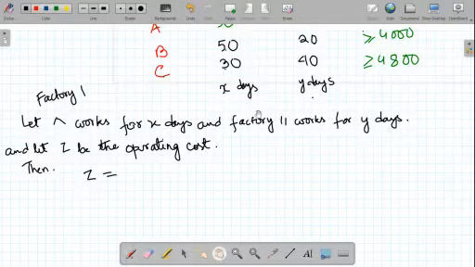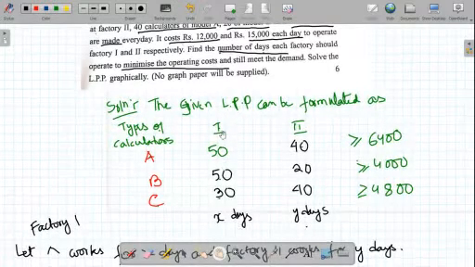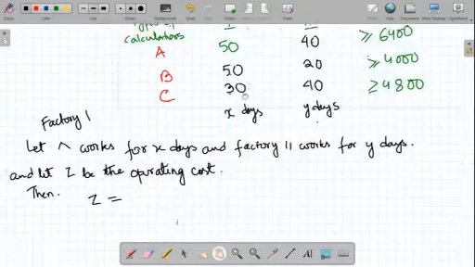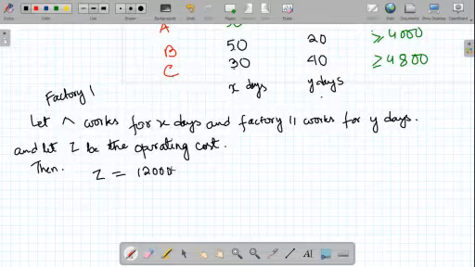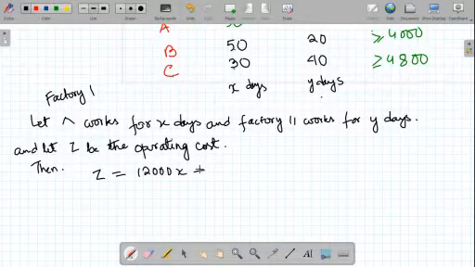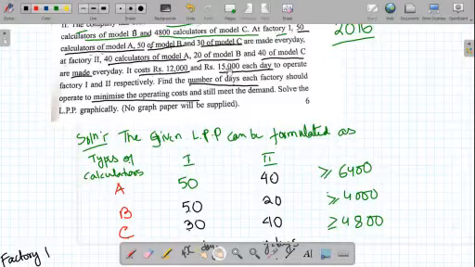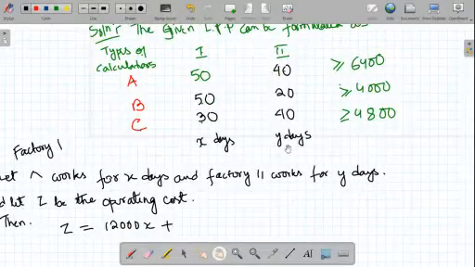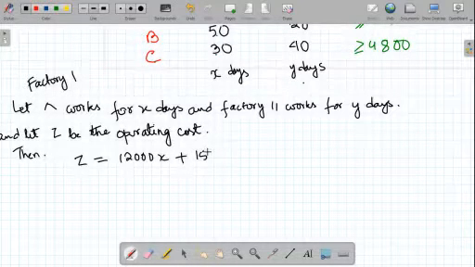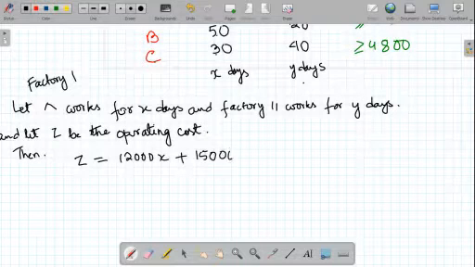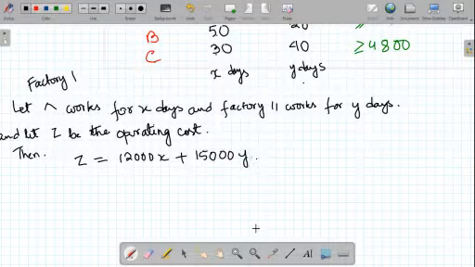Okay, let's see. Now factory 1's cost is 12,000 per day, and it works for X days, so the total is 12,000 times X plus. Similarly, what is the cost of factory 2? 15,000 per day, working for Y days, so it will be 15,000 times Y, right? So this is the operating cost, and Z will be this.